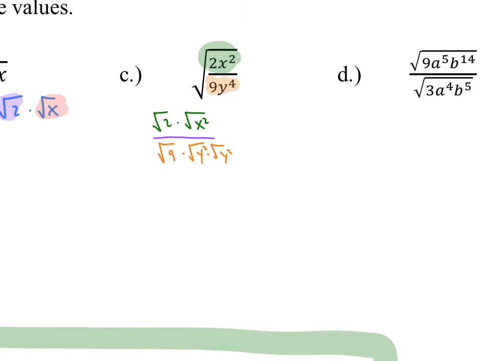The square root of 2 cannot be simplified, but the square root of x squared can be. The square root of 9 can be. The square root of y squared can also be simplified. So the only thing that's not simplifiable here is that square root of 2. So we know that the square root of x squared is x. So that x is going to jump to the front since it's outside of the radical. The square root of 2 is going to stay put.